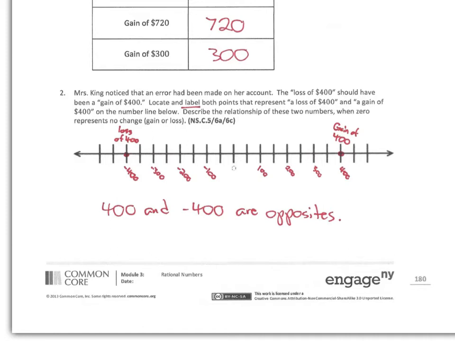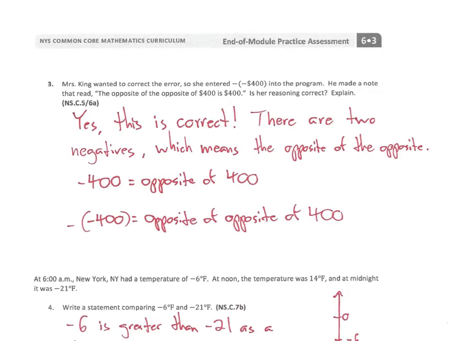Notice that I actually labeled all of the things in between. I can't just put a dot and say that this is 400 and put a dot and say that that's negative 400. We need to know what all these little spaces mean. So I went by 50s, 50, 100, 150, 200, and so on. And then the same way in the other direction. And I'm noticing that this is positive 400 and negative 400. Those are opposites. They are the same distance from 0. They have the same absolute value, but one's on the right-hand side and one's on the left-hand side. So they're opposites.